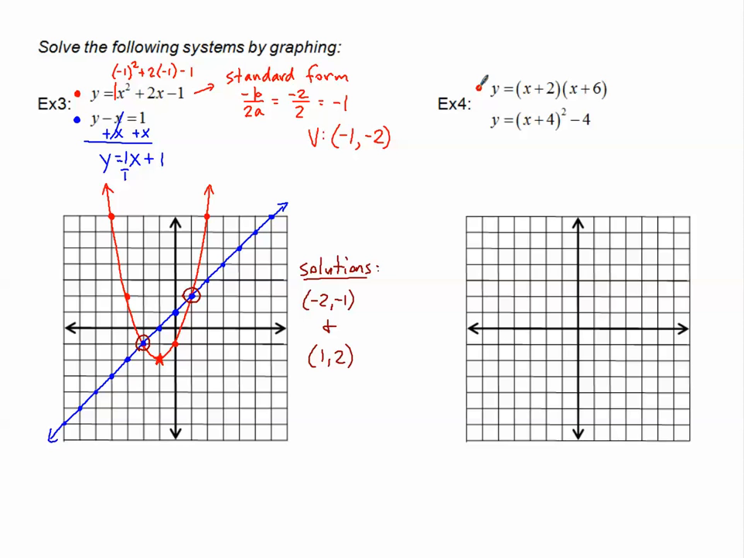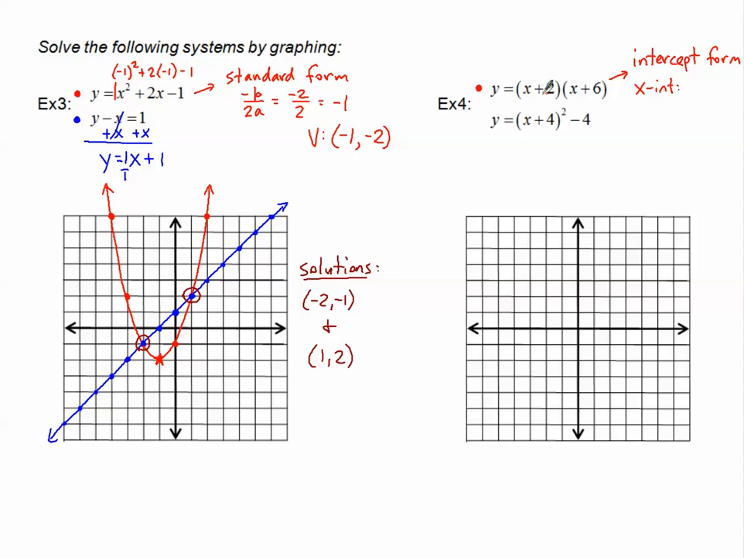I'm going to color code again. The first one I'll do in red. This is also a quadratic equation. I know that because if I FOILed, I would have an x squared. So this is quadratic. This is actually in intercept form. If you do not remember how to graph from intercept form, I suggest that you go and watch that tutorial to remind yourself. Intercept form will give us the two x-intercepts.